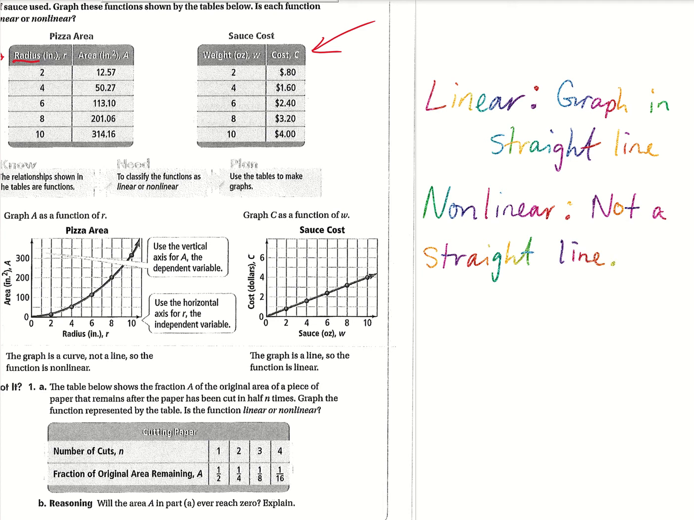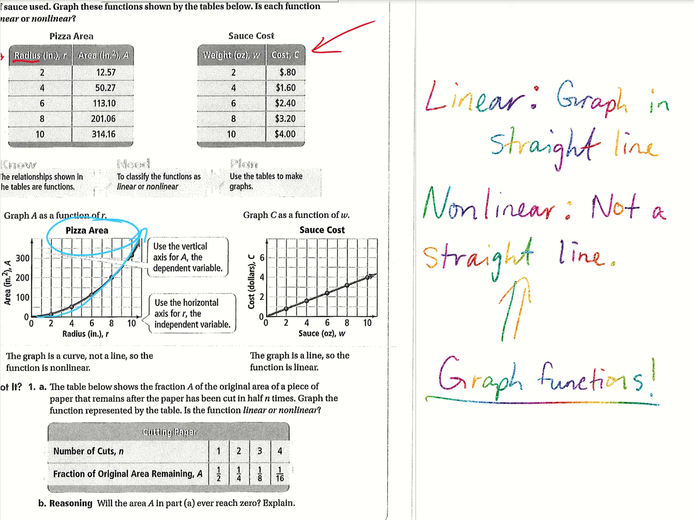Because of this, a good way to tell is to just graph your functions. So if you're just given a table and you want to know if it's linear or nonlinear, you can just graph it. That's going to be a great way to tell. So they went ahead and graphed these ones for us. You can see here the pizza area is not a straight line, right? It curves upward here. So that one is going to be a nonlinear function. And then the cost of the sauce is a straight line right here, as you can see. So the function is linear.